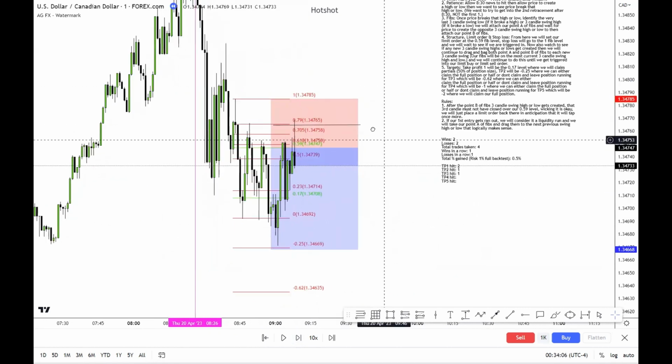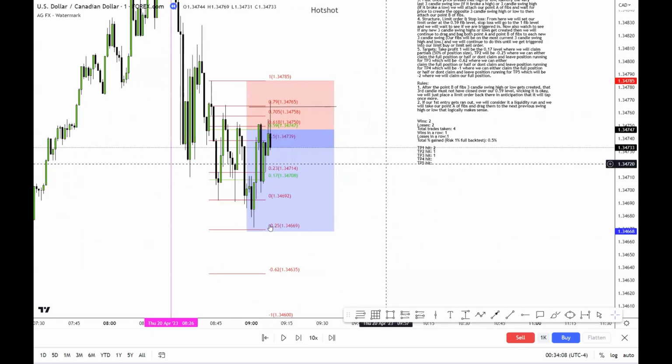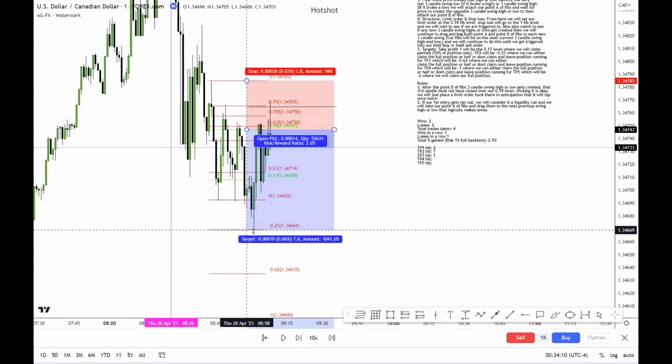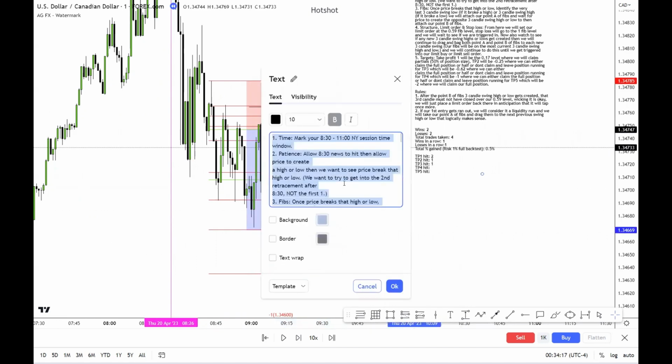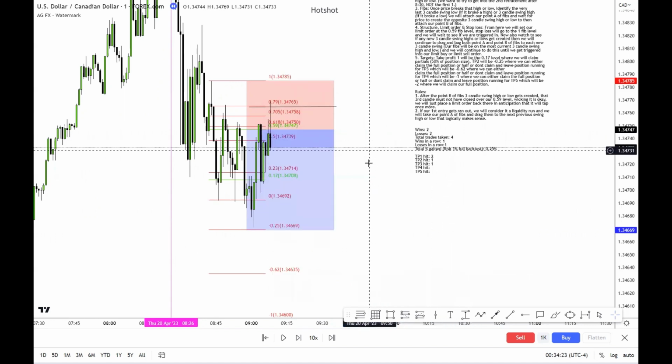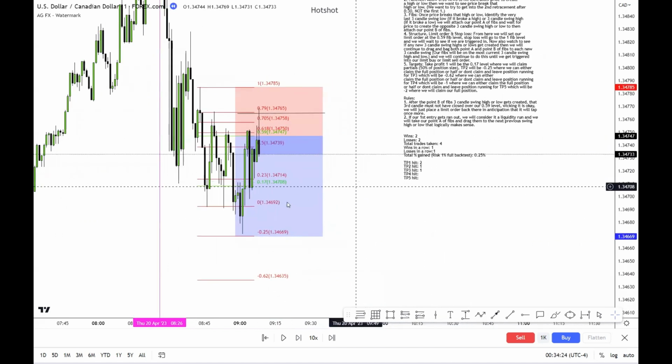All right, so minus 0.25%, almost hit right here. It did hit it 1 to 2, but barely, but we target this level. So minus 0.25%. All right, let's go to the next day.